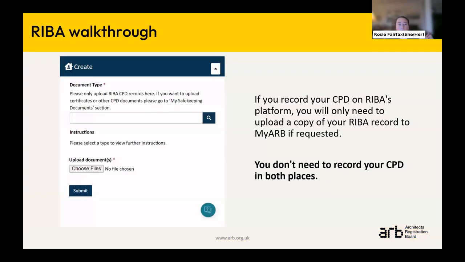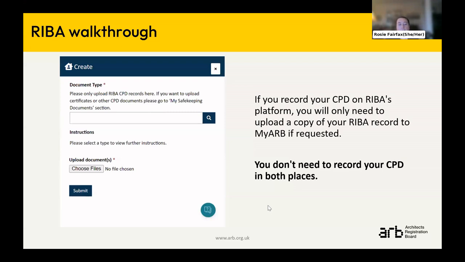So the CPD document section, as I said previously, is for Reba members only. You would click the upload button, and this pop-up box will pop up. Document type, as it says, it's only for CPD records here. So it's not about your certificate. If you attend a CPD activity, you often get a certificate of attendance, a certificate of completion. We don't need those certificates for the scheme. This section is only for a copy of the Reba record.